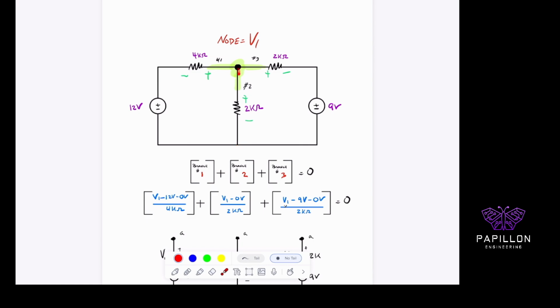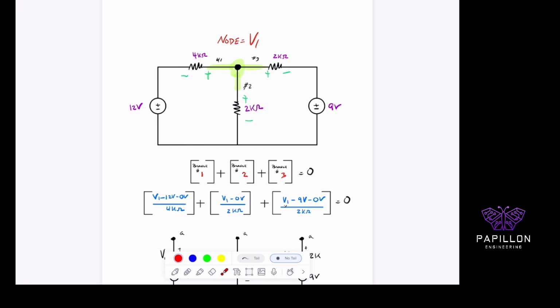Branch 2 is a little bit more obvious, and I'll go over this one more time. It's going to be my unknown voltage, V1, and I'm going to subtract 0 volts from it, which is my ground reference node for this particular branch. All of that over 2K gives me my current. And this one over here is going to be V1, my unknown, minus 9 volts, minus 0 for my ground, all over the 2 kilo ohms, which gives me the current for that entire branch.